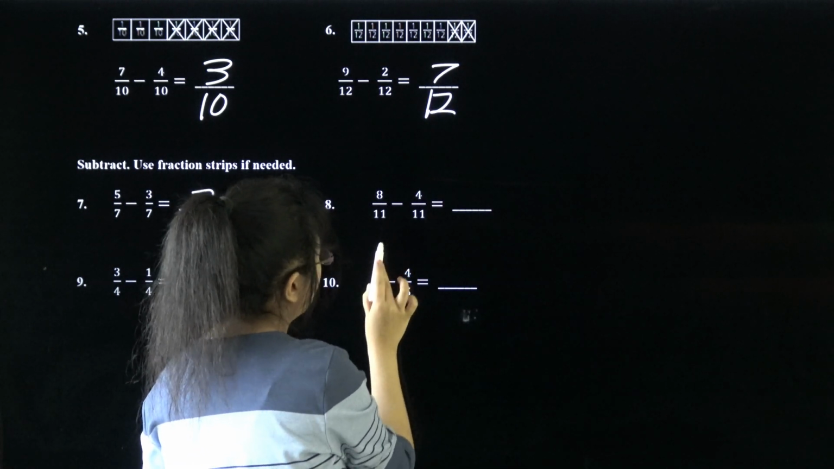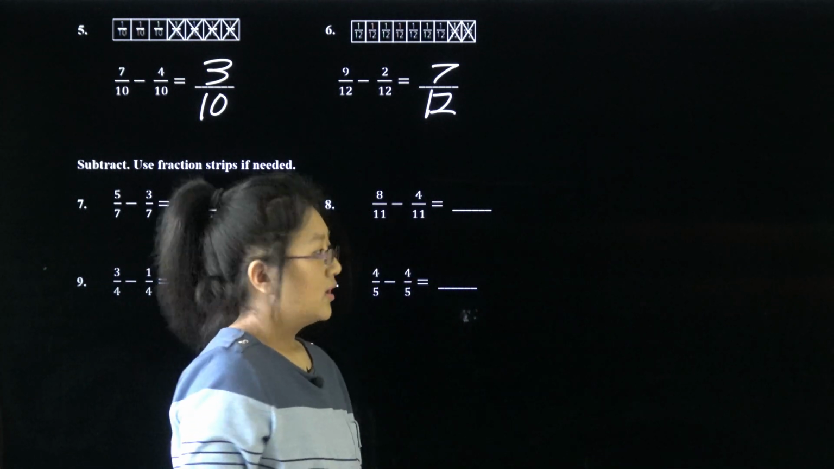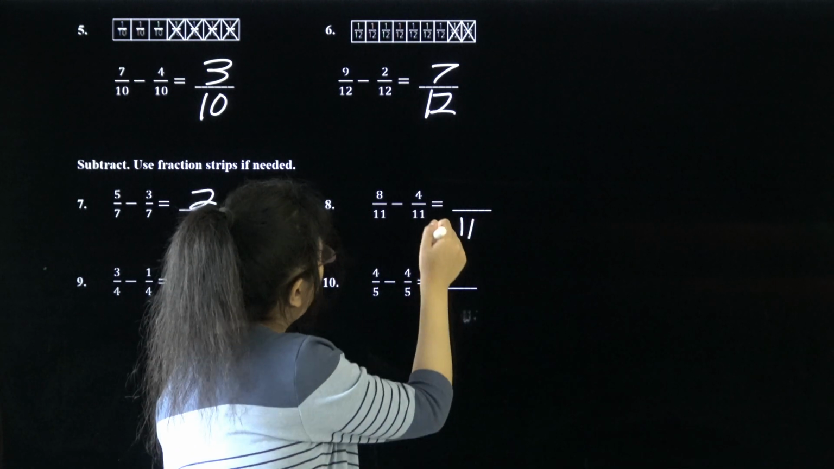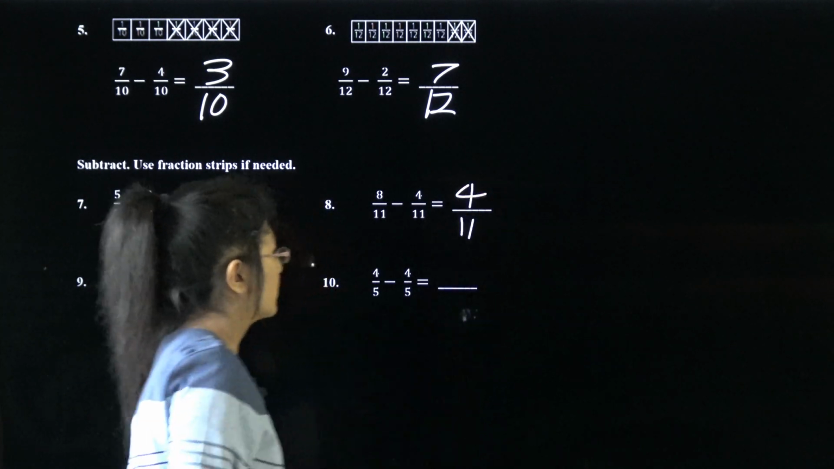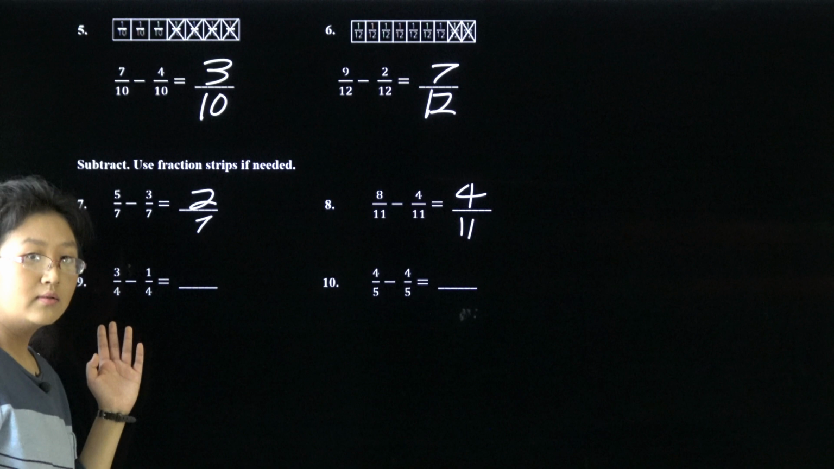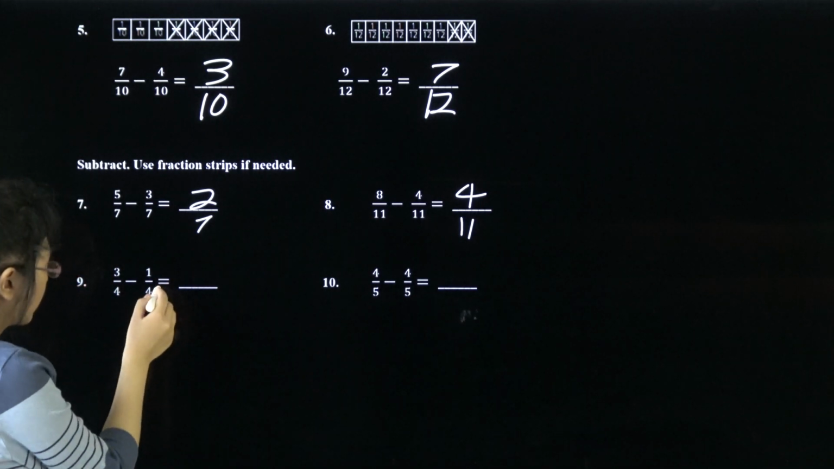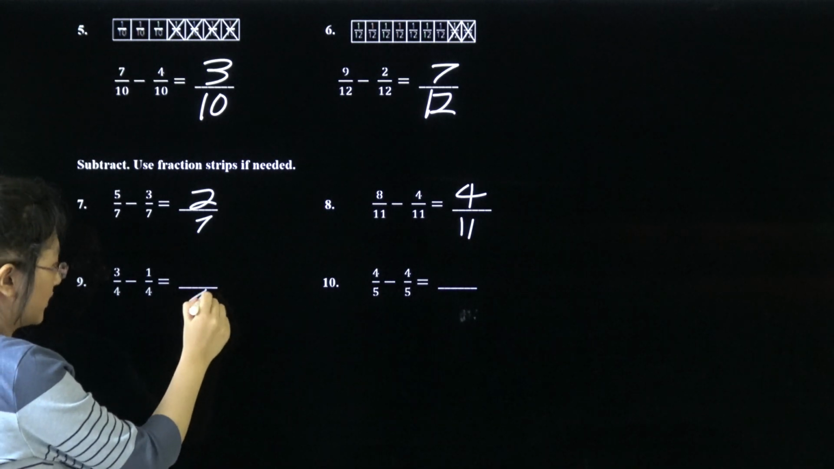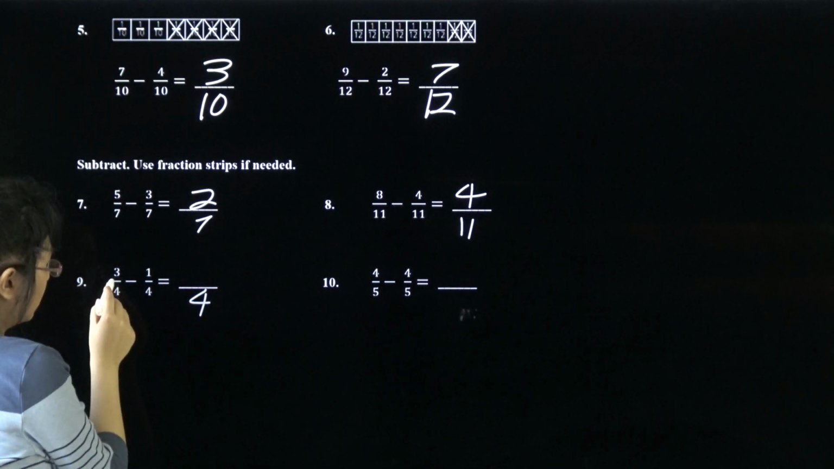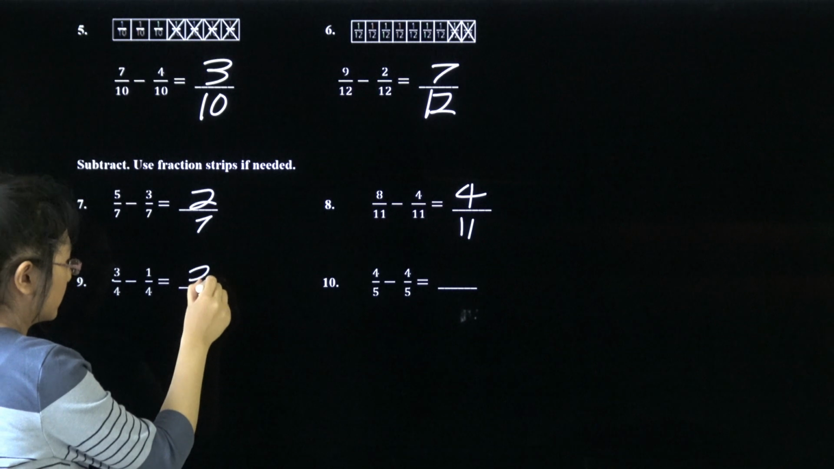So 8/11 minus 4/11. 11 still there. And 8 minus 4 is equal to 4. So 4/11. 3/4 minus 1/4. And 4 would stay down here. 3 minus 1 is equal to 2.